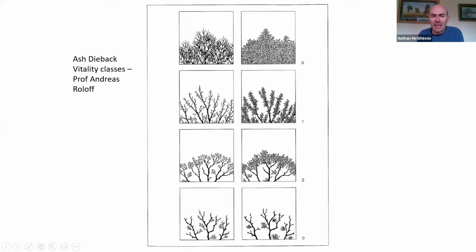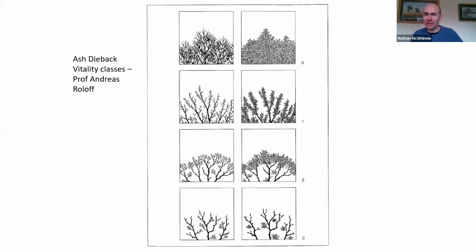The first stage in ash dieback is usually that those side shoots die off. So you can see in the second picture down on the left, you lose that candelabra effect. So you tend to get what's called foxtailing. And that's a really obvious symptom that you can see in winter. So it's very useful.